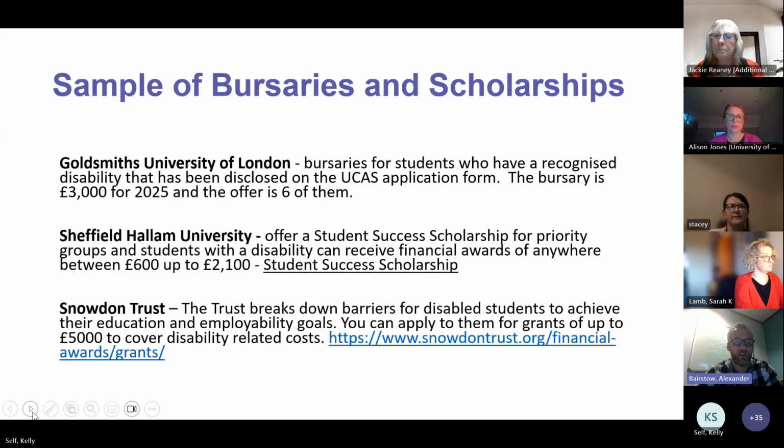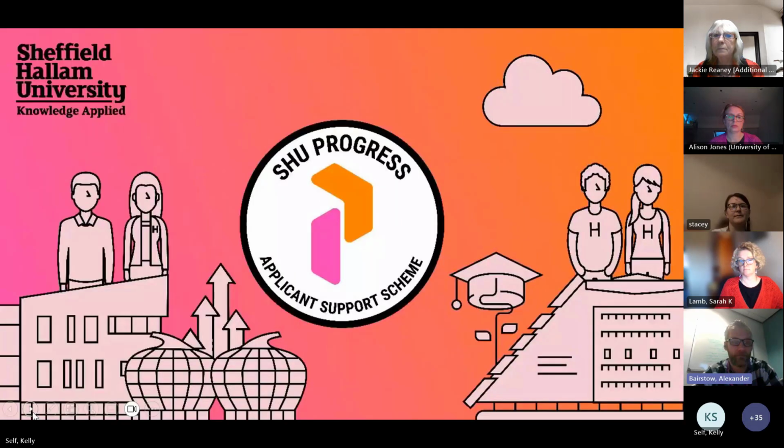The Snowdon Trust breaks down barriers for disabled students to achieve their education and employability goals, and you can apply to them directly for grants of up to £5,000 to cover any disability related costs. And the links for those particular bursaries and scholarships will be in the presentation that we send through after the event. Thanks, Kelly.